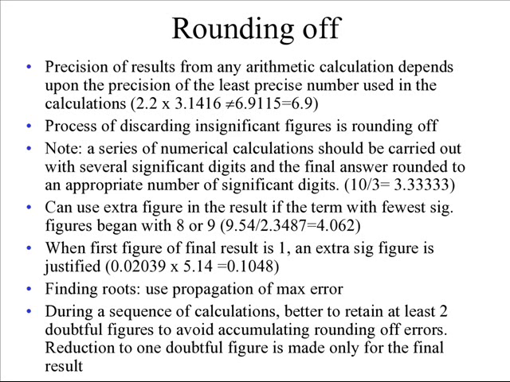Also, understand that during a sequence of calculations, it's better to retain at least 2 doubtful figures to avoid accumulating rounding off errors. Reduction to 1 doubtful figure is made only for the final result. And one of the things that you have to keep track of is, in these days of very high-tech computers and using Excel and a lot of these different calculators, that even though you're getting an answer that comes out, you want to be sure that that answer makes sense when you finally give the answer that you are submitting.